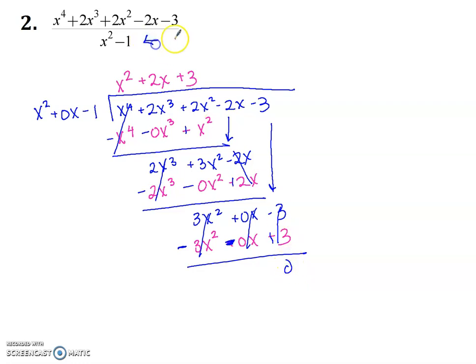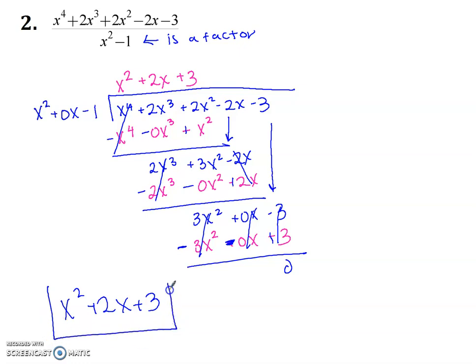So that means that x squared minus 1 is a factor of this x to the fourth polynomial. So my final answer is just going to be x squared plus 2x plus 3.